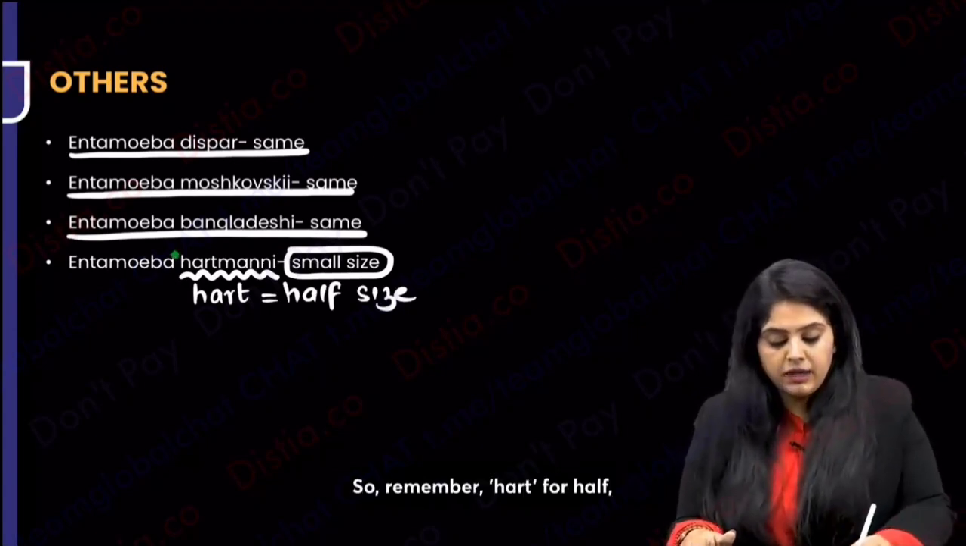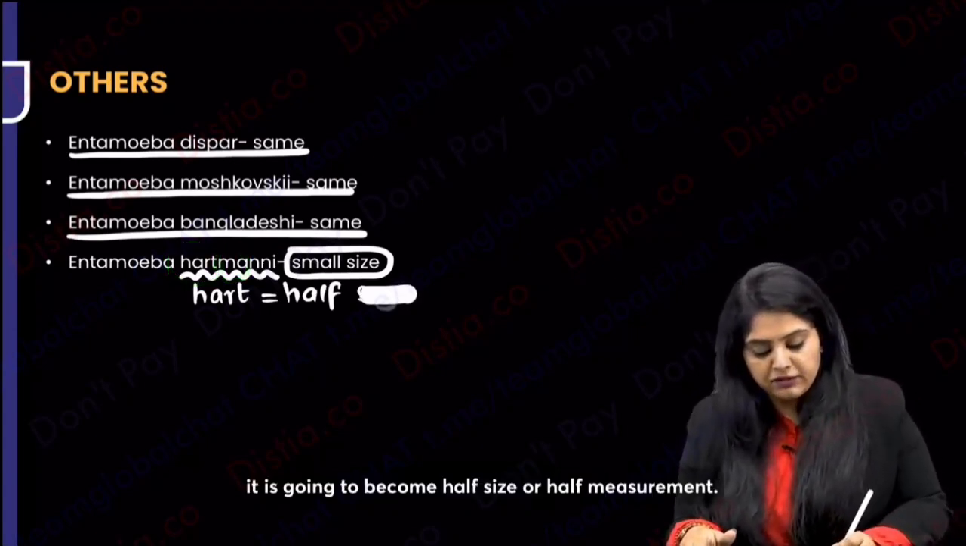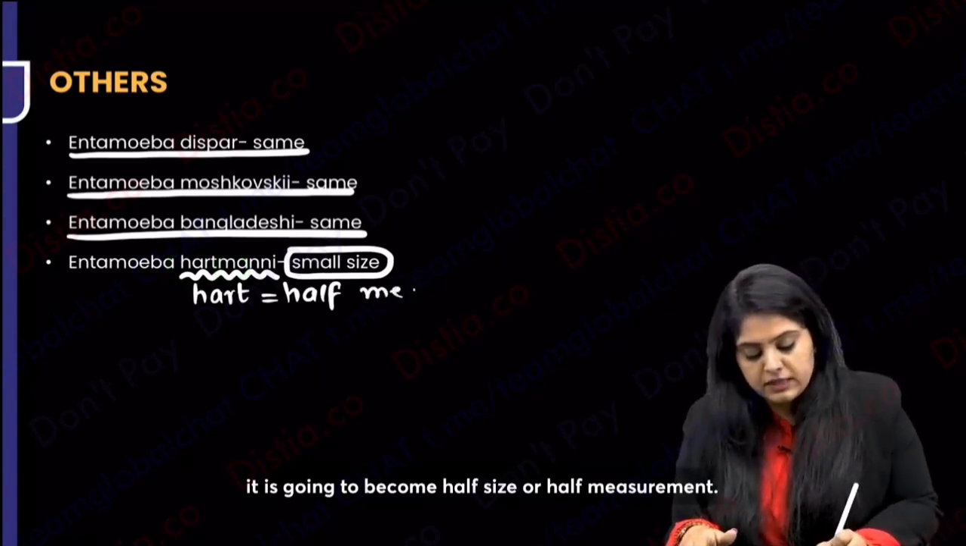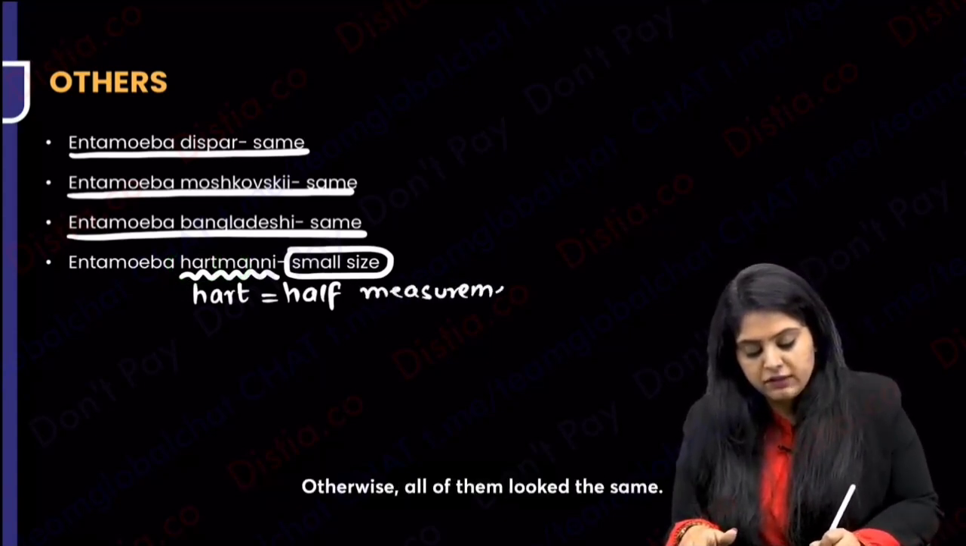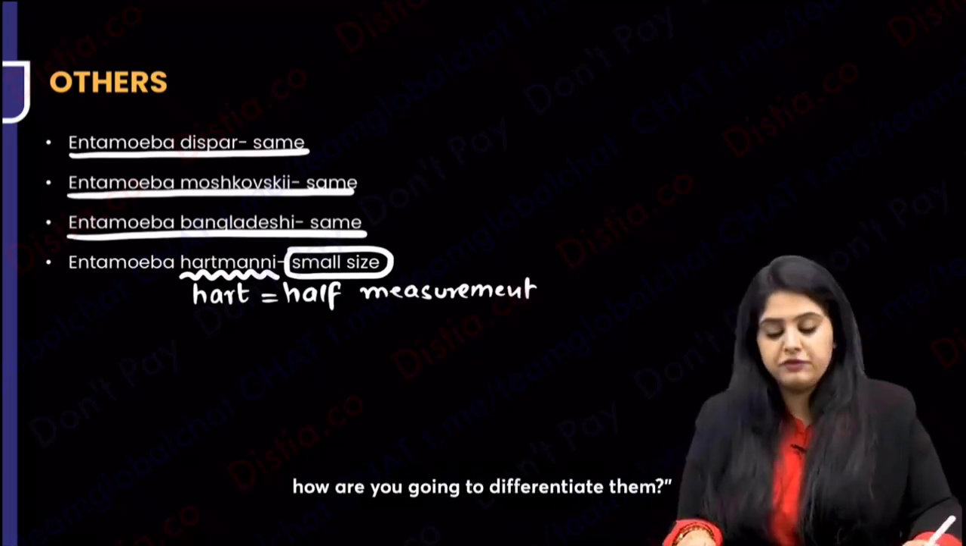So remember, heart for half, money for measurement. It is going to become half size or half measurement. Okay, everyone's okay with this? Otherwise, all of them look the same. So you will say, hang on again. If all of them look the same, how are you going to differentiate them?